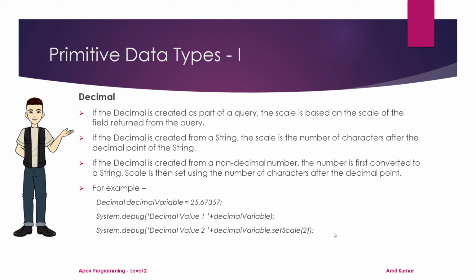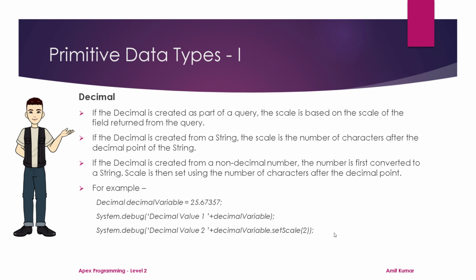If you are querying some record, suppose it's a currency, the decimal scale will depend on the scale of the currency. Now if the decimal is created from a string, the scale is the number of characters after the decimal point in the string. If the decimal is created from a non-decimal number, the number is first converted to a string. Scale is then set using the number of characters after the decimal point. So it totally depends on where you are getting the value of the decimal. The scale depends on it.